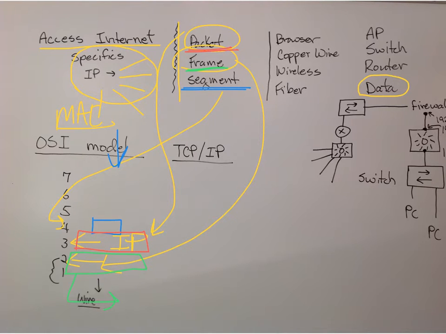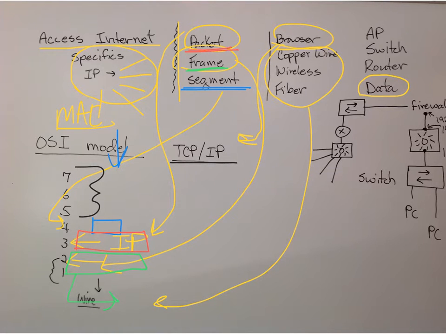So if we were going back here, a browser really would be up here somewhere at the top of the model, and these would really all be down here at the bottom of the model. We talked a little bit about the TCP/IP model, so these three up here, application, presentation, and session layers, would all be just the application layer using the TCP/IP model.